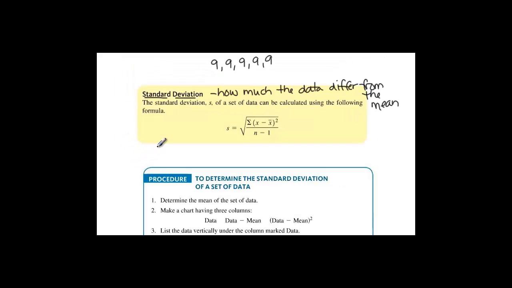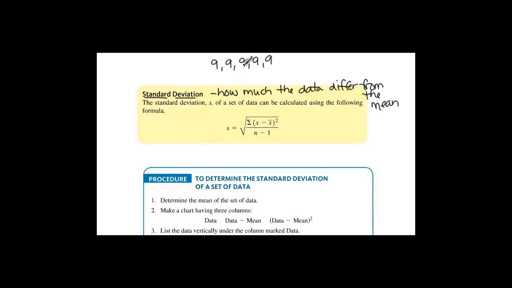So we've talked about range. Now let's look at another measure of dispersion. This one is standard deviation. And what's nice about standard deviation is it describes how much the data differ from the mean. So let's look at this set. This is an easy one to explain since all of the data pieces are the same. We know that even just looking at it, when I figure the mean, I would get 9.